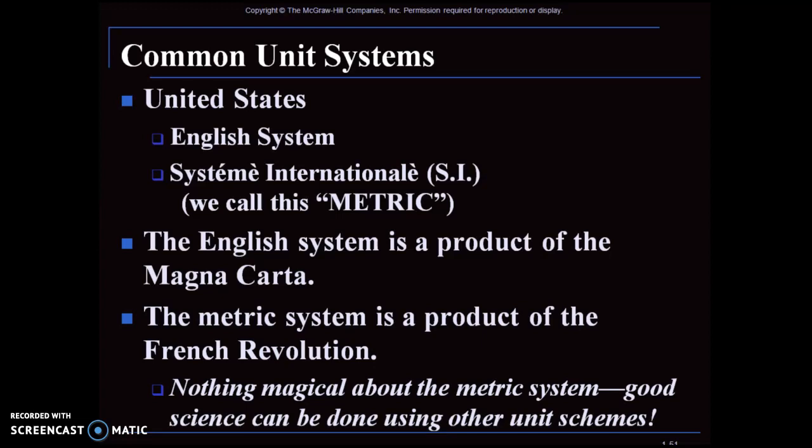Common unit systems: the United States has the English system, and there is the Système International, or international system. We call this metric. The English system is a product of the Magna Carta. The metric system is a product of the French Revolution. There is nothing magical about the metric system. Good science can be done using other unit schemes.